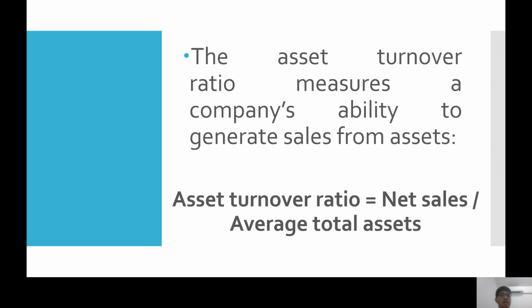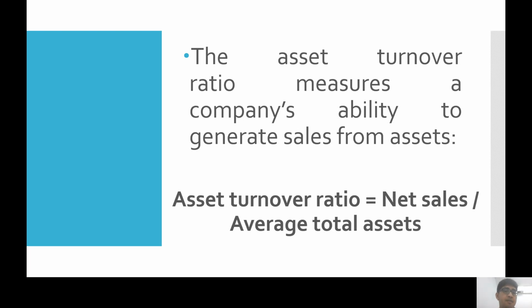Let's start with the asset turnover ratio. The asset turnover ratio measures a company's ability to generate sales from assets. So from total net sales, i-divide natin ang average assets. So how good the company is generating sales sa asset nila. Okay? So that's asset turnover ratio.